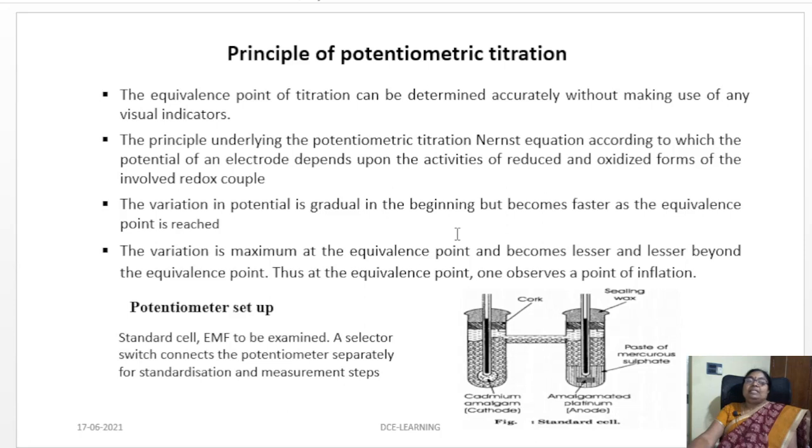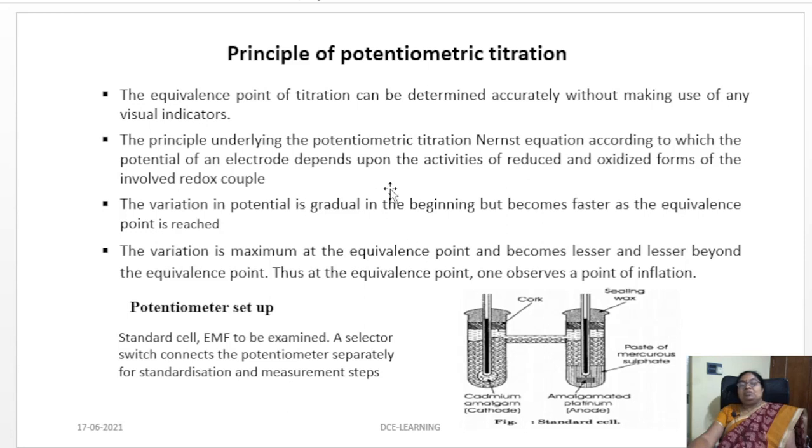Before we go for the potentiometric titration, let us know about the principle of potentiometric titration. That is one of the qualities of using a potentiometer here. By using the potentiometric titration, the titration can be determined accurately without making use of any visual indicator. And also, the potentiometric titration follows the Nernst equation, according to which the potential of an electrode depends upon the activities of the reduced and oxidized form of the involved redox couple.